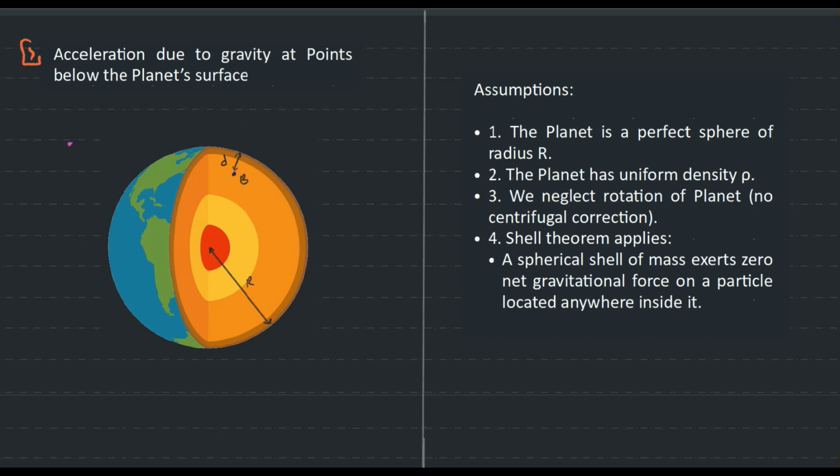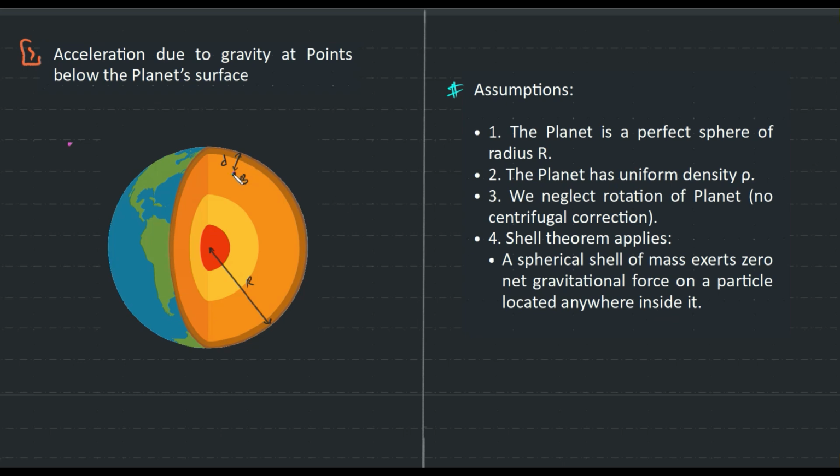So there are a few assumptions that we need to make. The planet is a perfect sphere of radius R. The planet has uniform density rho. We neglect rotation of the planet, no centripetal correction needed. And shell theorem applies to this. By default, this is an implication actually. A spherical shell of mass exerts zero net gravitational force on a particle located anywhere inside it.